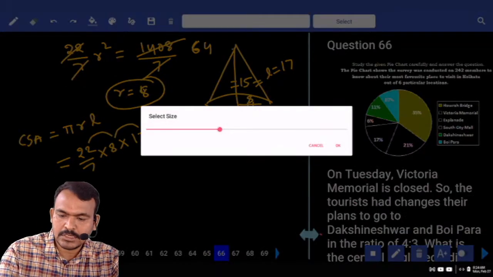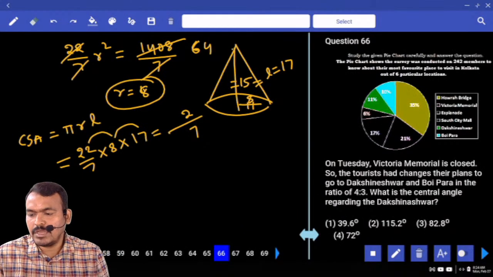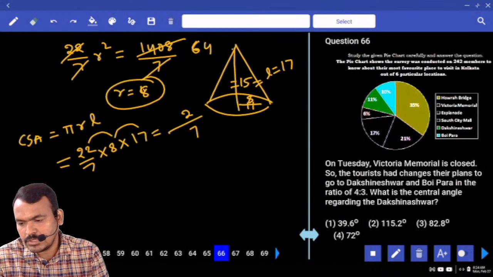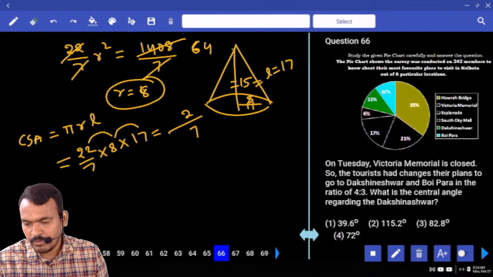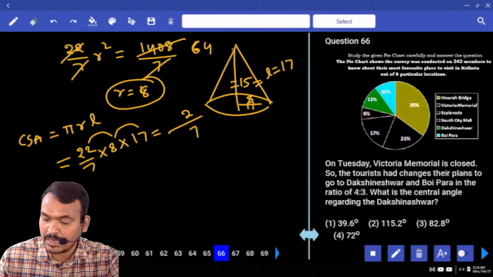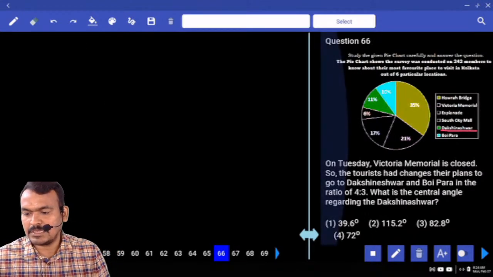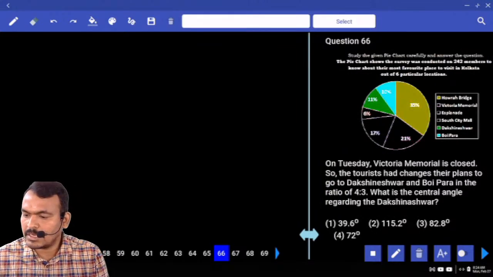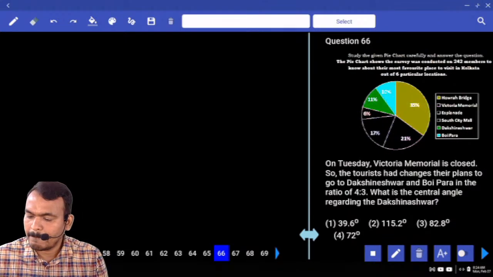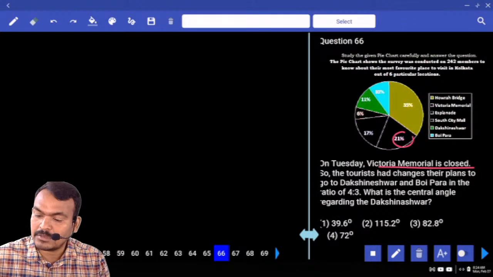Next question number 66. On Tuesday, Victoria Memorial is closed. So the tourists changed their plans, and go to Dakshineshwar and Belur in the ratio of which one? 4:3. What is the central angle regarding Dakshineshwar? First, what is the Dakshineshwar percentage? Sorry, Victoria closed. What is the Victoria percentage?